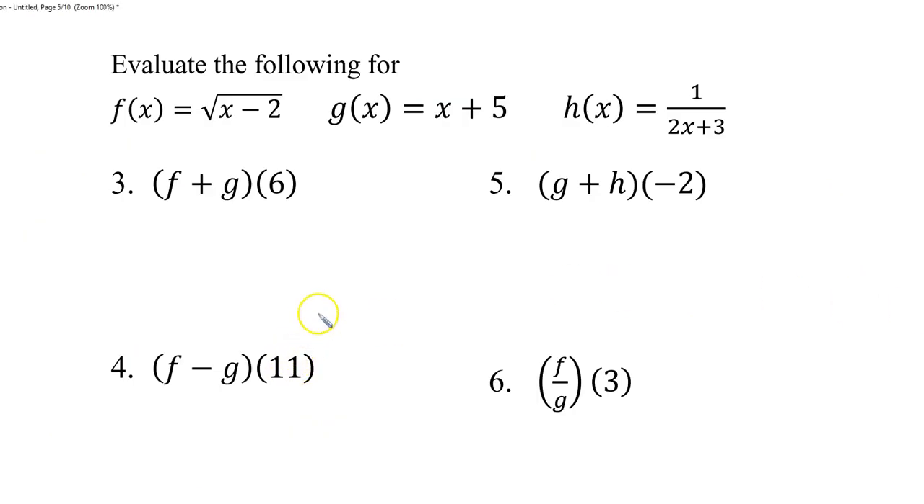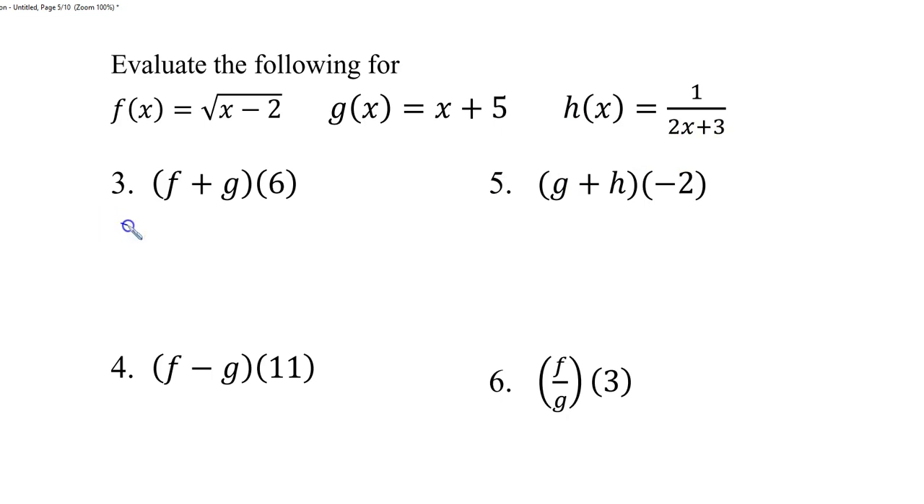So now we're going to take this a step further and talk about adding functions together and evaluating that new function. There are a couple of ways we can do this, and I think the easiest thing is to tell you to find f of 6 and then find g of 6 and then add those together, and that's the way we're going to do this. So here's my function f, this is my function g, and here's my function h. So we have three different functions.